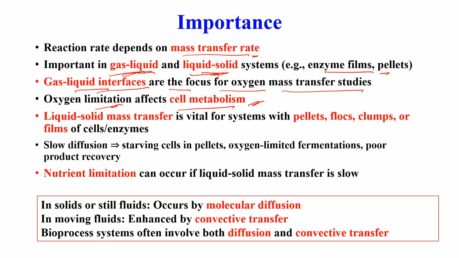Next is liquid solid mass transfer. This is important in pellets, flocs, clumps and films of either cells or enzymes. Typically, if there is slow diffusion, then this starves the cells in the pellet, this becomes oxygen limited fermentation, and at the end it leads to poor product formation and product recovery.